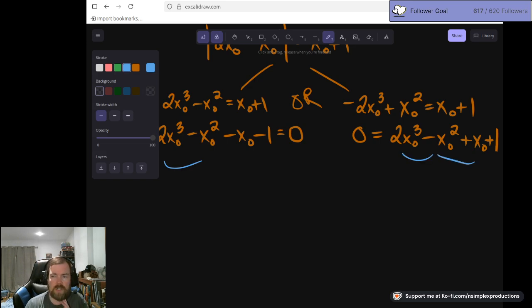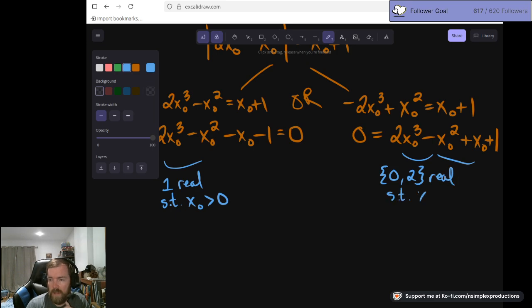for the first one, and two sign changes on the second for the positive side. So this says that we're going to have at most one real value such that x0 is greater than 0. Here we could have either 0 or 2 real solutions such that x0 is greater than 0.